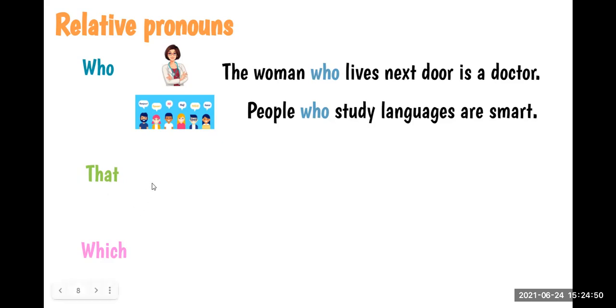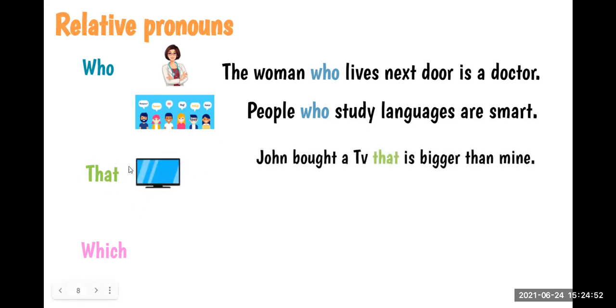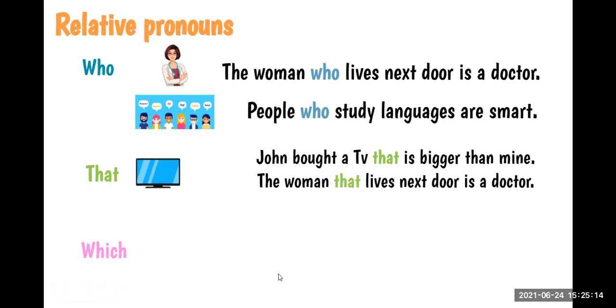Then we use that to talk about people and things. For example, John bought a TV that is bigger than mine. So, este that está refiriéndose a la televisión, la cual es más grande que la mía. Okay? And we can also use that to talk about people, right? The woman that lives next door is a doctor. Exactly the same. Podremos reemplazar who por that. No hay ningún problema.